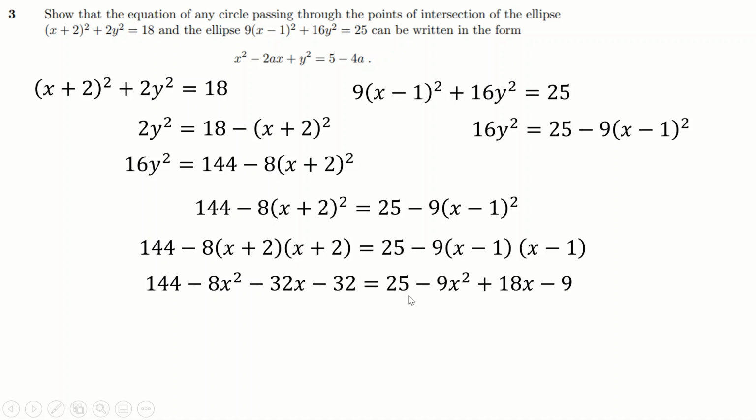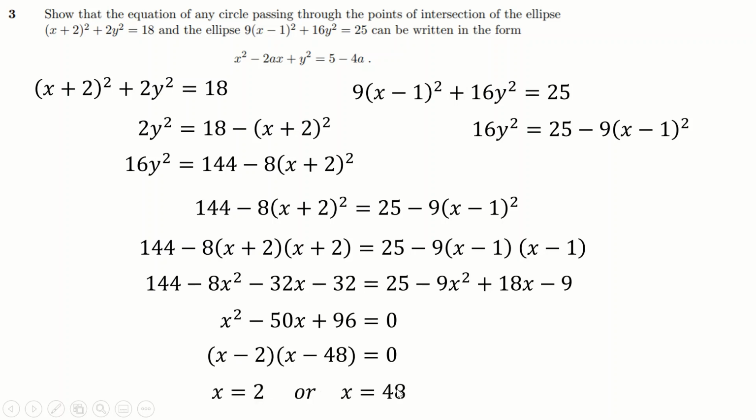Be really careful. At this point, add 9 squared to both sides. Take away 18x, sort out the numbers, and you end up with this. You can complete the square here, or you can use the formula, or you can notice that 48 and 2 are your friends, and you can get the answers of 2 and 48 here. Okay, so those are the x coordinates of the intersections of these two ellipses.